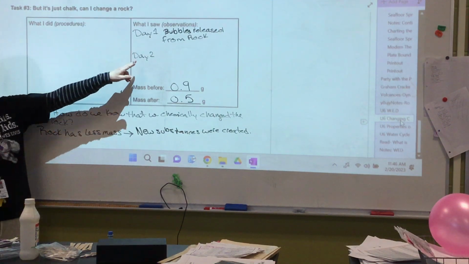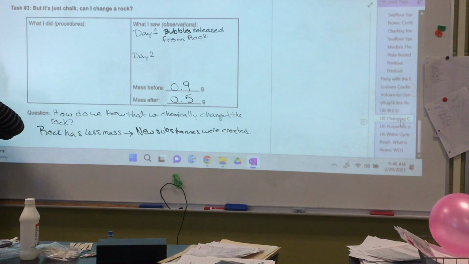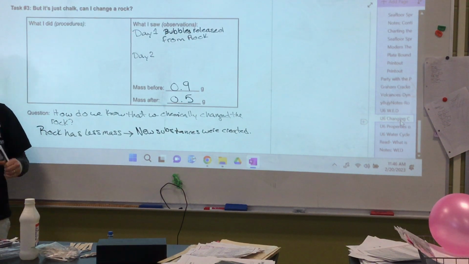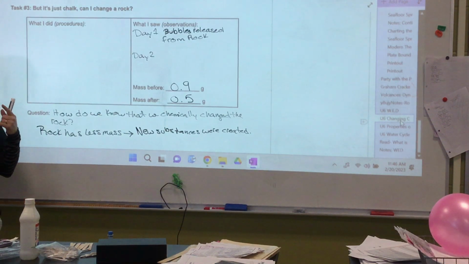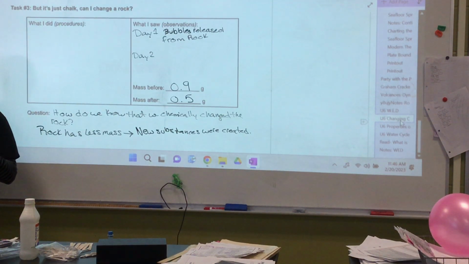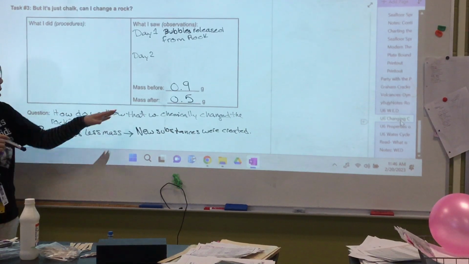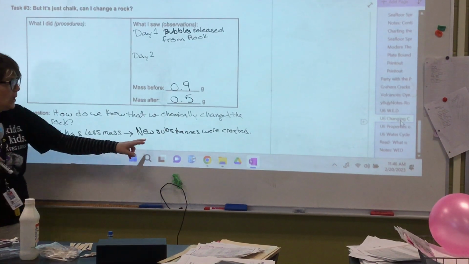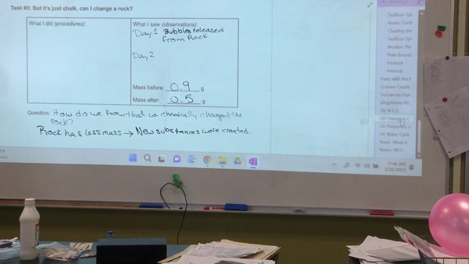Then, after day 2, we saw that the acid was cloudy. Okay, there was something floating around in it. We saw crusty stuff around the edge. Okay, so we saw that the rock has less mass, plus we saw new substances were being created. So we know a chemical reaction happened.